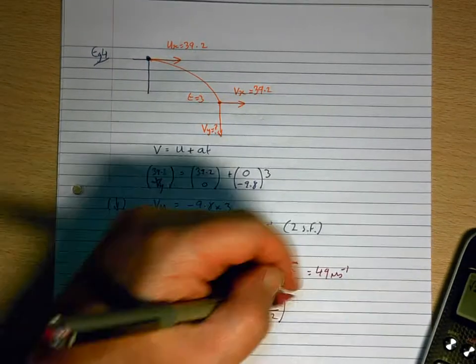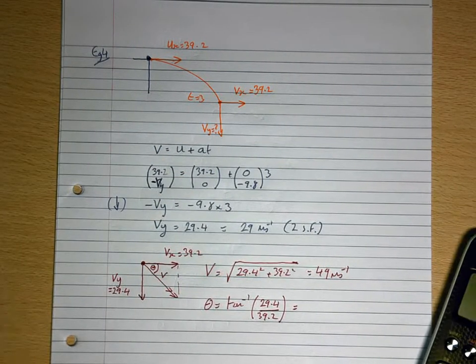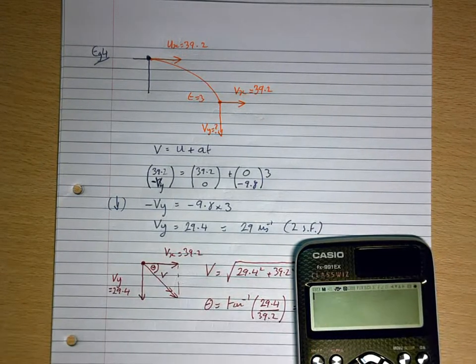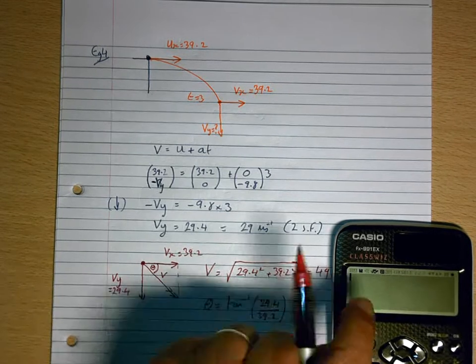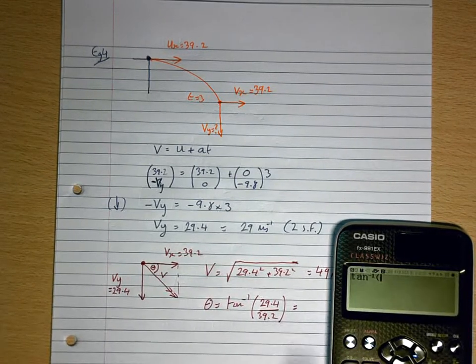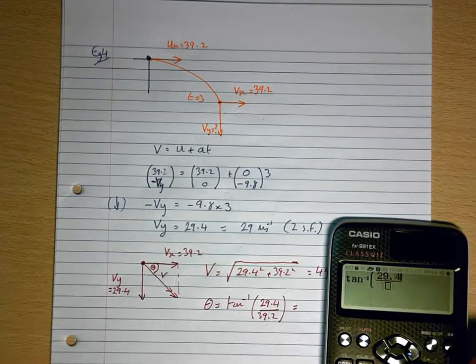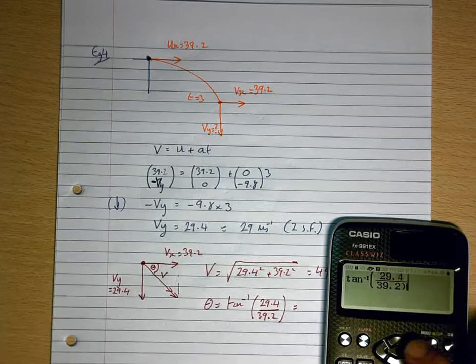Now it's important, particularly in year 13, where so much of the maths you use, you work in radians, to make sure that you check that your calculator has got a D there for degrees, because most of the time, not all the time, but most of the time in mechanics, we use degrees. So mine's in degrees, so shift tan fraction button 29.4 over 39.2.